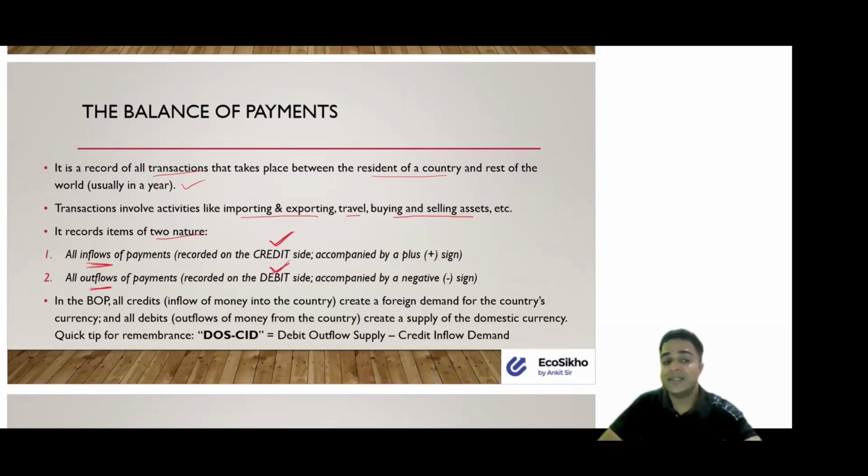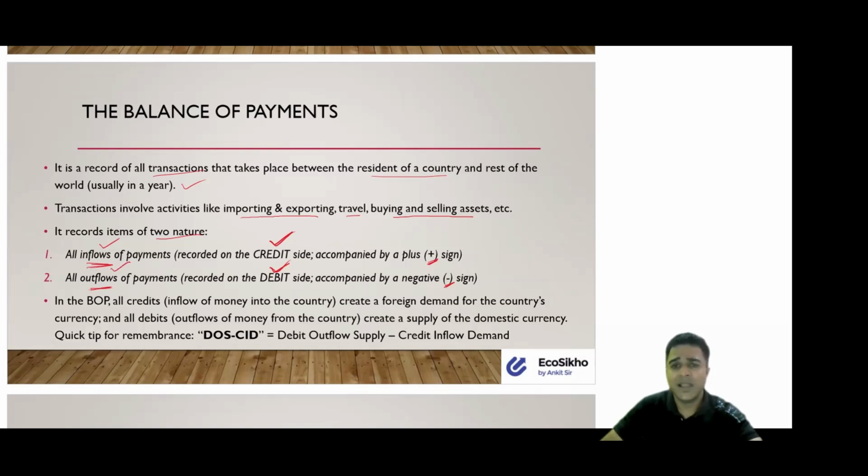Whenever you see a balance of payment, all the items will be accompanied by a plus or a minus sign. So if there is a plus sign with the amount, you will know that it is an inflow into your country. And if there is a negative sign with the amount, then you will know that this is an outflow of payment.